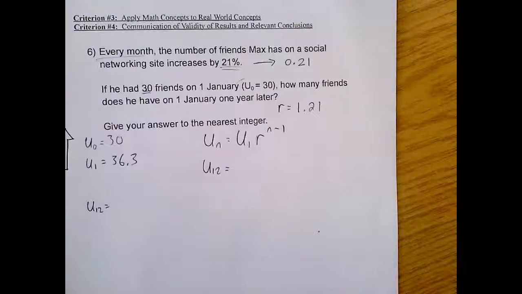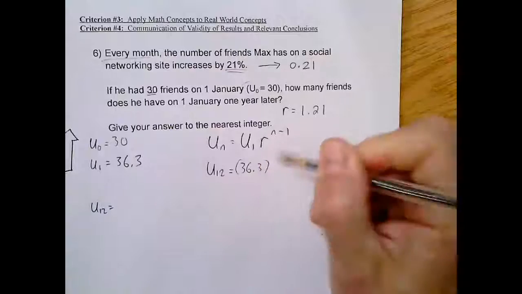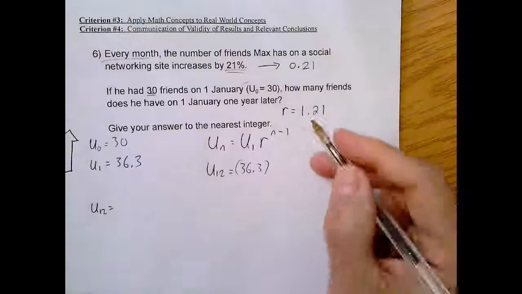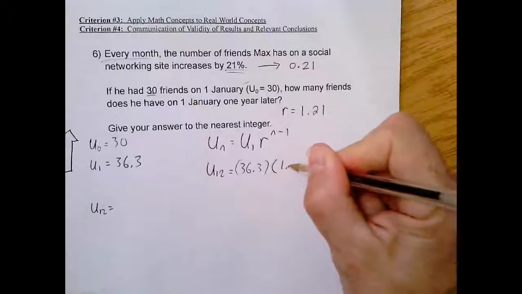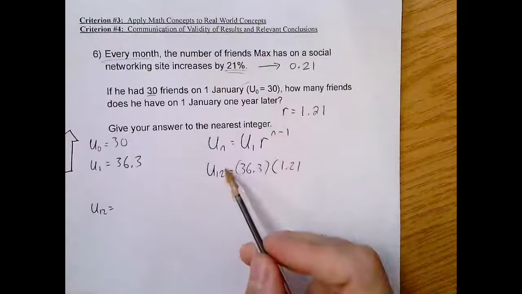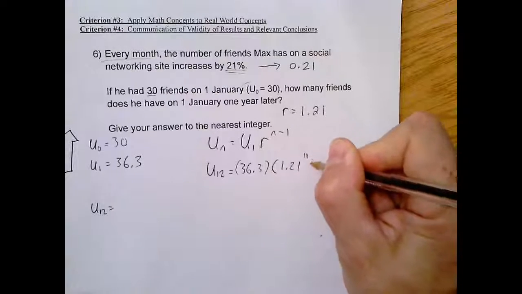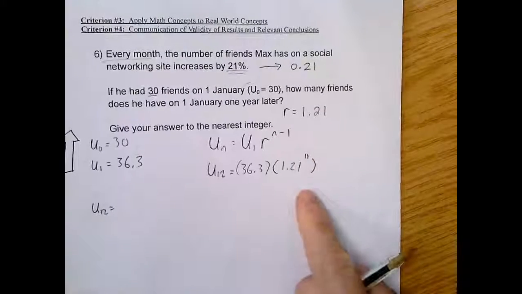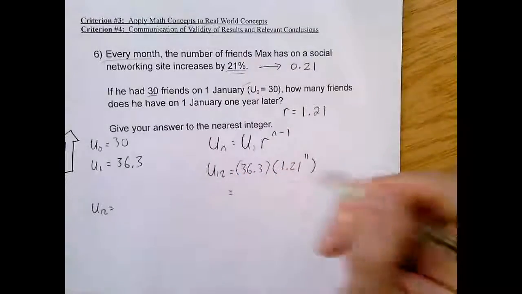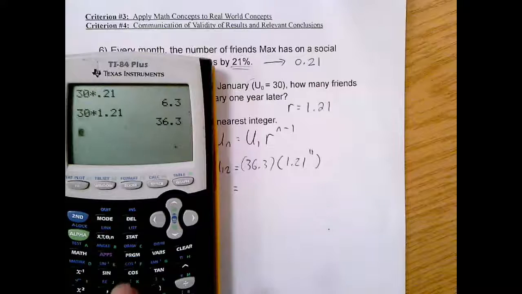Okie dokie. Instead of u sub 1, I say 36.3. Now we're cooking. I know my rate is 1.21. And now it says n minus 1. Well, I said n is 12. 12 minus 1 is 11. And there you go. It's set up for you beautifully. Isn't that nice? So now we just got to do some math. Here we go. We can just type this whole thing in, right?